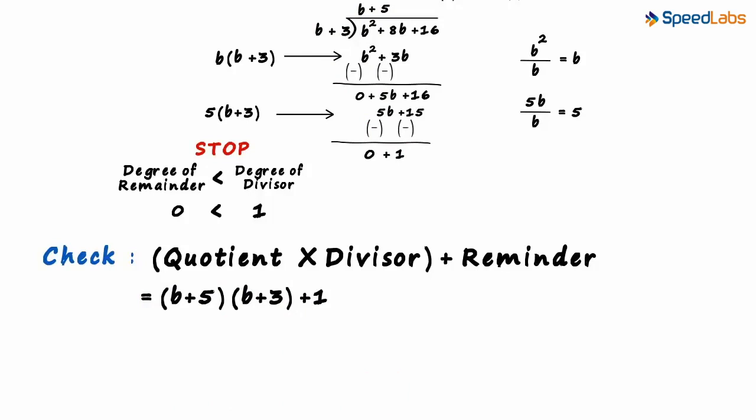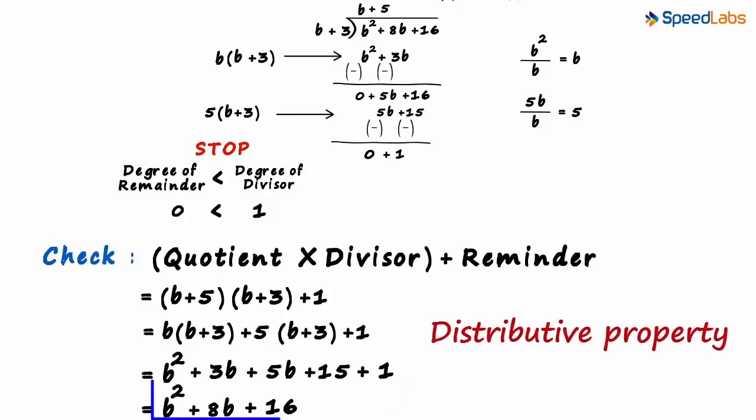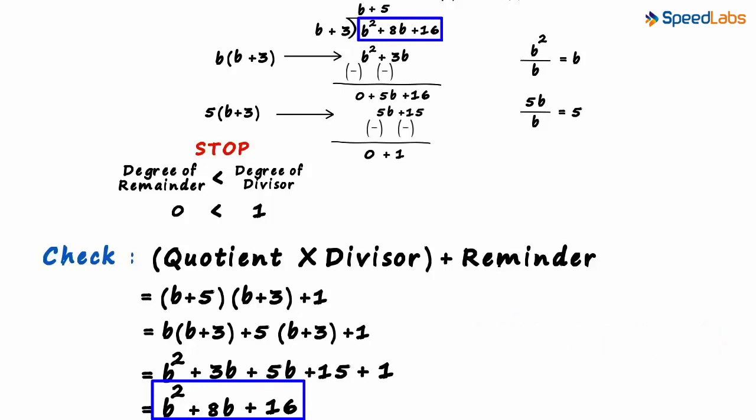This is how the calculations would look like. We use the distributive property to get this, which is the dividend. This means that our working is correct.